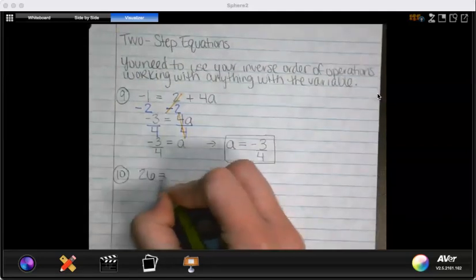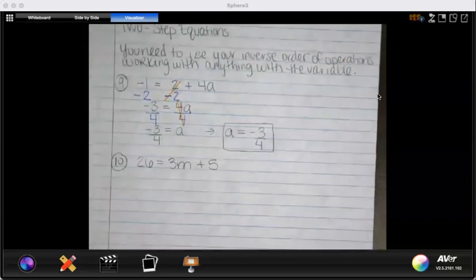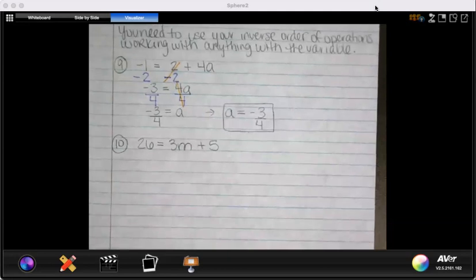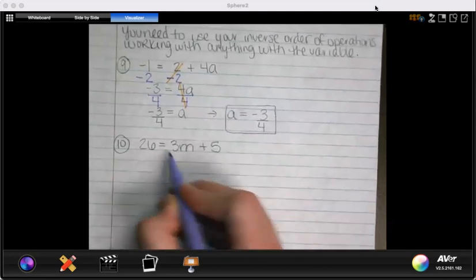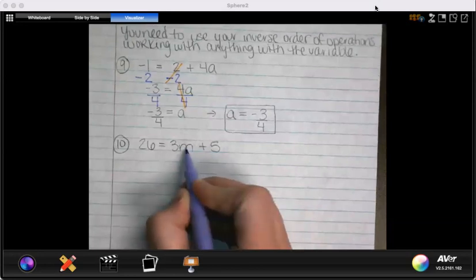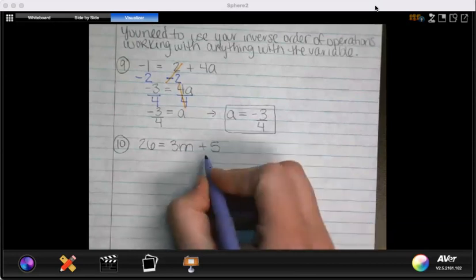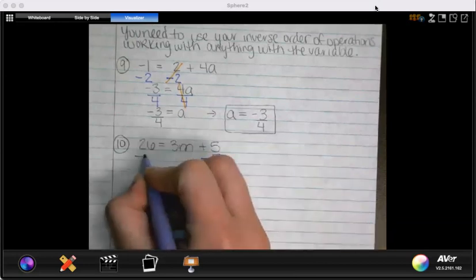26 equals 3m plus 5. Go ahead and try this problem to see what you get. So, looking at this problem, what we look for is what side is the variable on, and what is with the variable but not personally attached to it, which would be this plus 5. So in this case, I'm going to subtract the 5.